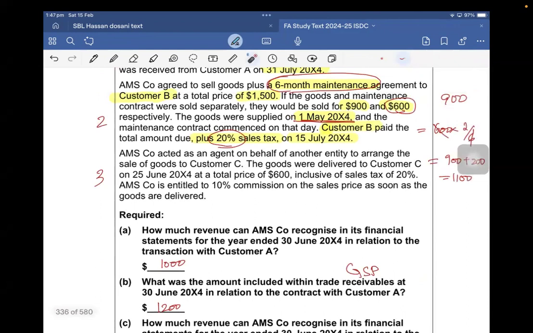Let's read. AMS company acted as an agent on behalf of another entity to arrange the sale of goods to customer C. The goods were delivered to customer C on 25th June 2005 at a total price of 600, inclusive of sales tax of 20%, they are saying. If it is inclusive of sales tax, that means it includes the sales tax as well, right? So that is the GSP being given to you. But the problem is AMS company is an agent, right? So what's the problem with agency?